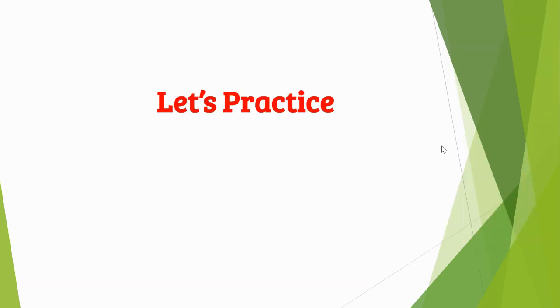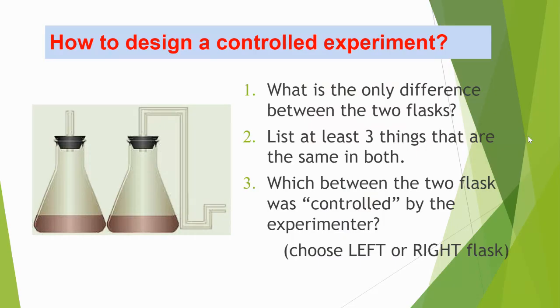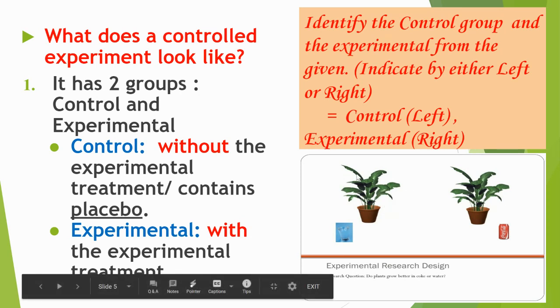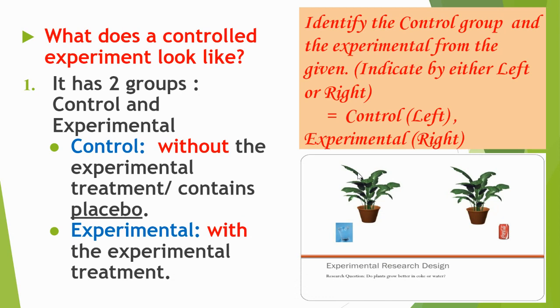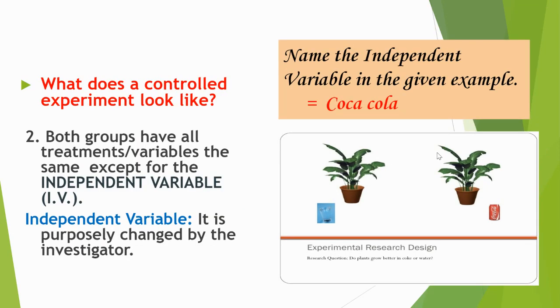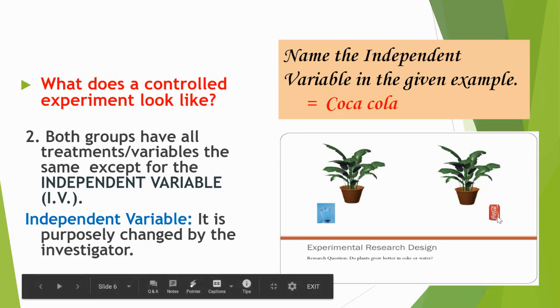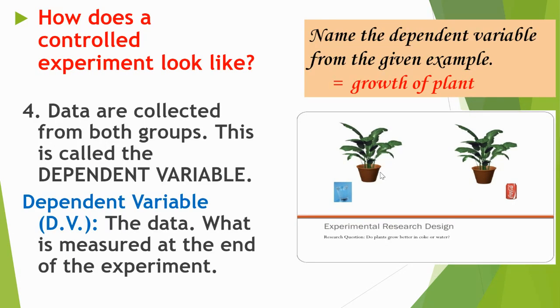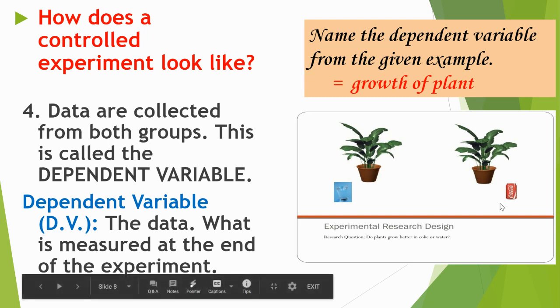Okay. So let's review again. I'm going to go back to all the slides and remember the following concepts. So in a controlled experiment, you have two groups. You have the control group and the experimental group. The control group, how do you know it's control group? Well, because control group does not receive the IV. Independent variable is that one thing that is given to that experimental group. Everything is the same. And those things that are the same are called constants. Okay? And at the end of the experiment, you make measurements, and those measurements are called dependent variables.